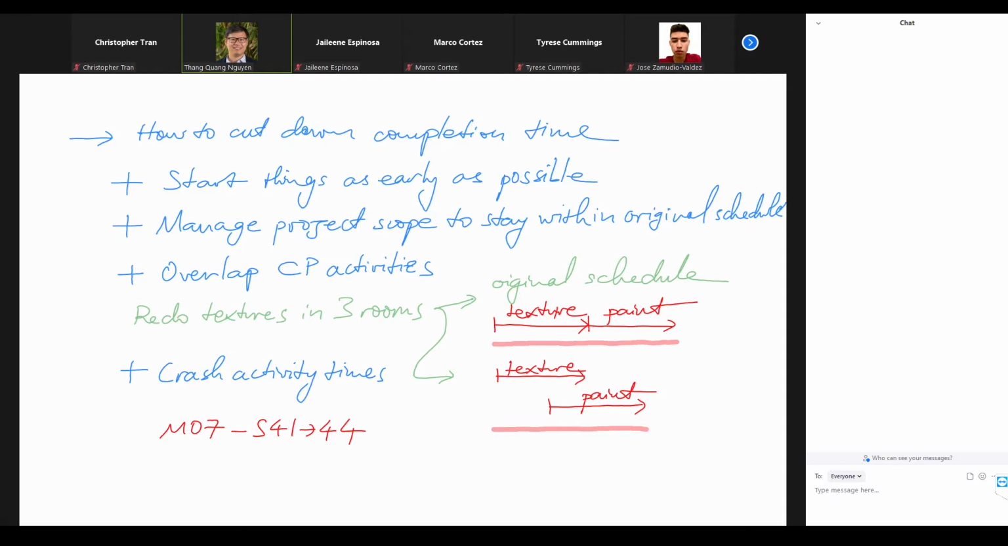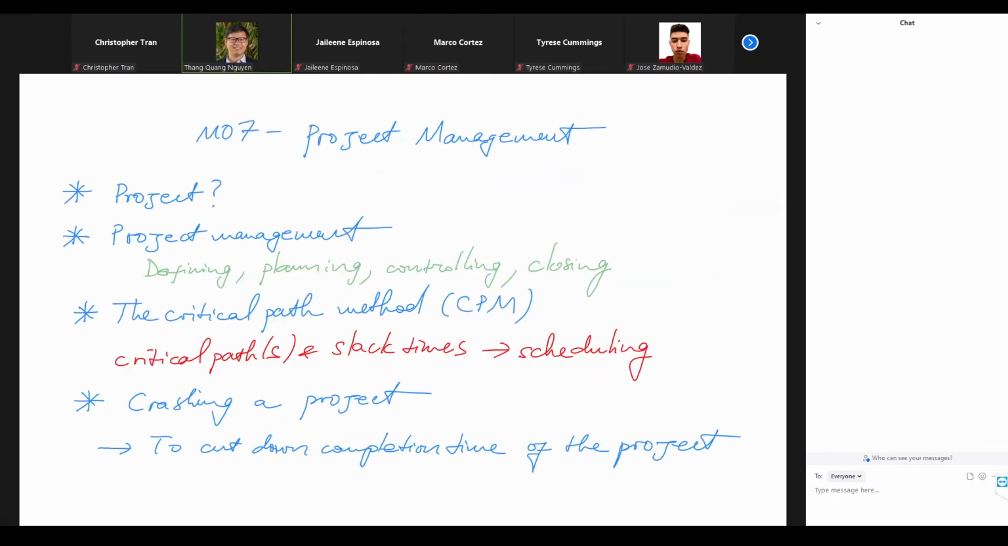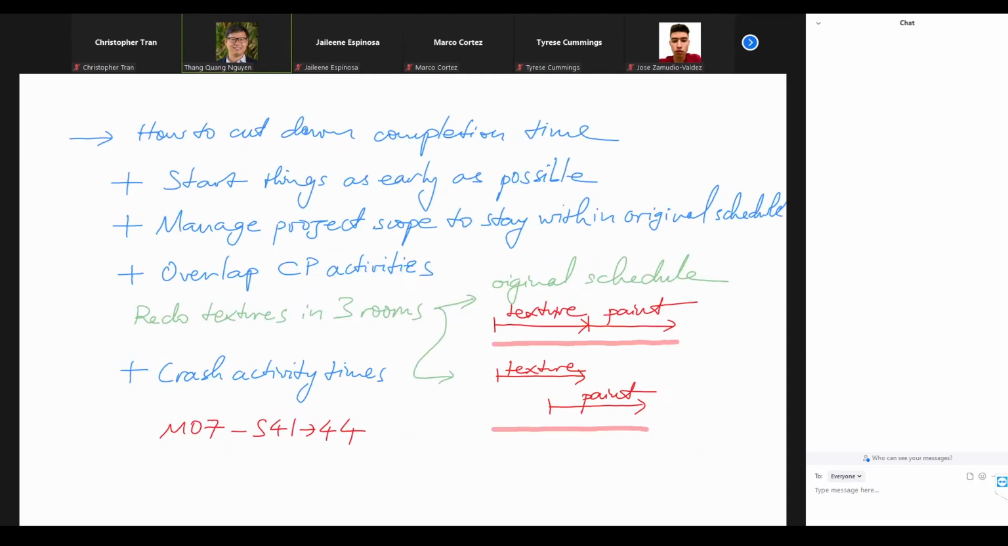Okay, so that's the next topic, right? Let me recap. In module 7, we talk about what a project is, what the activities of project management are, and then how to find the critical path, how to find the slack times, right? And then we can factor those into the scheduling of the project. And then the next topic that we just talked about is crashing a project, right? Either we start things as early as possible, or we manage the scope so that we will not blow up the time or the activities that we have to do for the project.